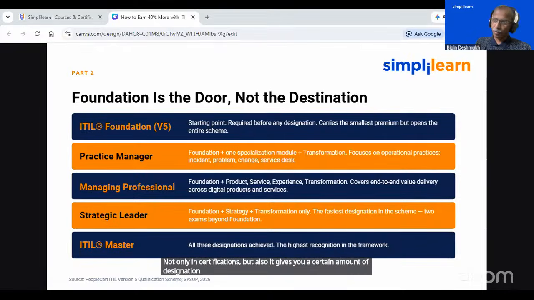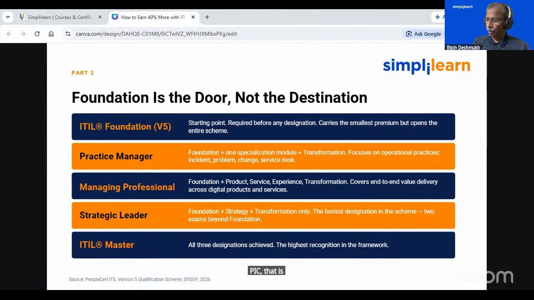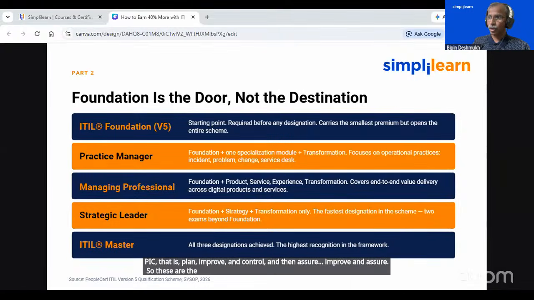There are practice manager courses related to 15 practices, which are classified into three areas: manage, support and fulfill; PIC, that is plan, improve, and control; and assure, grow, improve, and assure. These are the three practice areas which cover 5 practices each. Once you complete this and the transition module, you will be given the designation of practice manager.